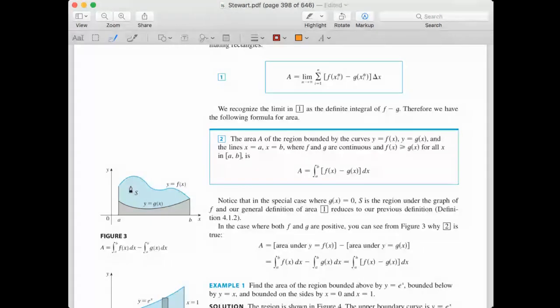So from this picture we can also see the area of this. We find the area of this, then subtract the area of this.